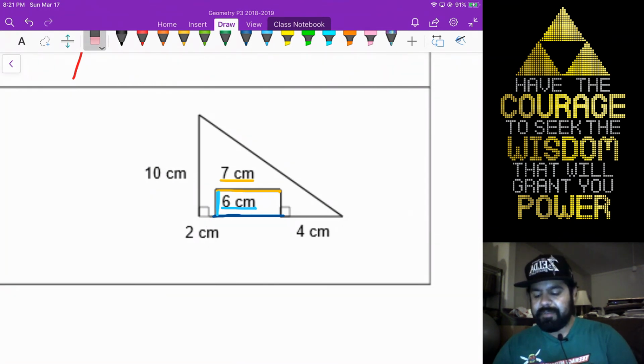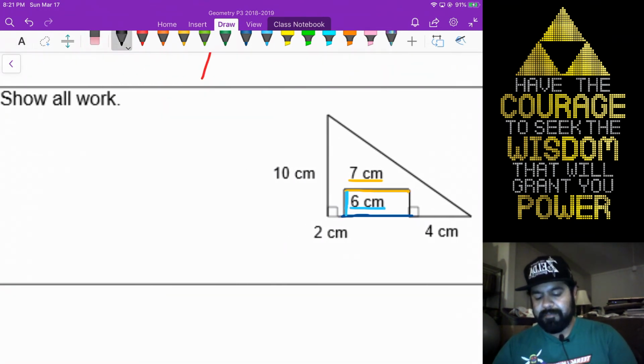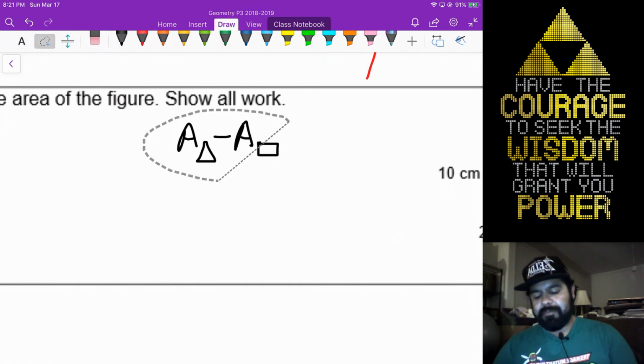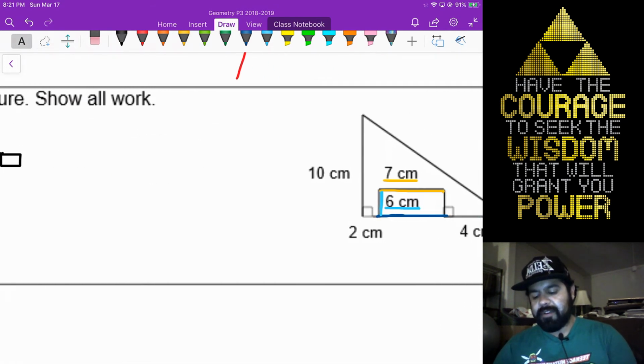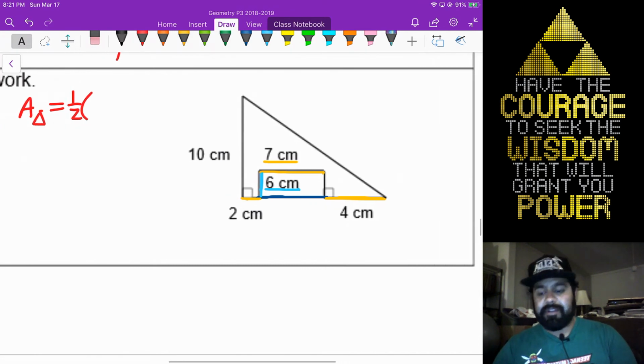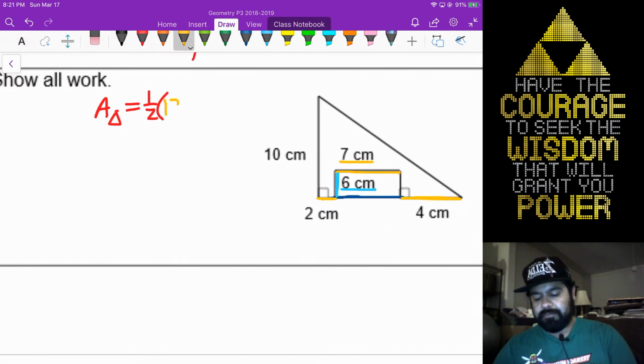So again, this is a very similar format as before. We're taking the total area, so our area of our total figure, which is a triangle, minus the area of the rectangle. So the area of our triangle is going to equal 1/2 base times height. Well, our base, as you guys have seen some part of my marking, we're going to take this 2 plus the 7 plus the 4 to give us our base of 13 times the height, which is 10.